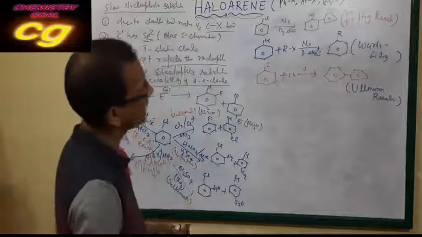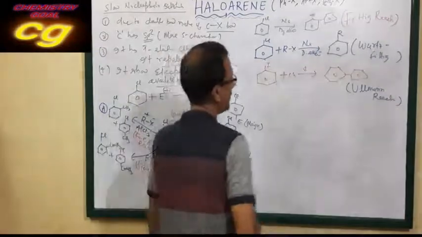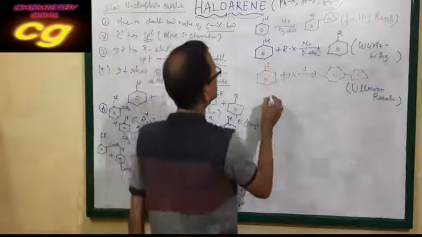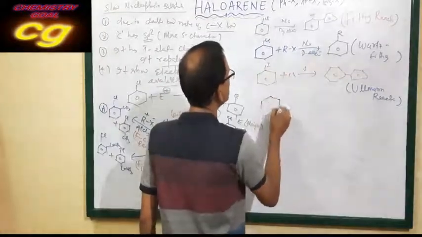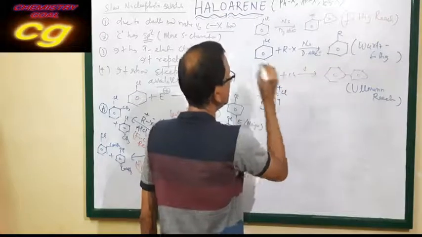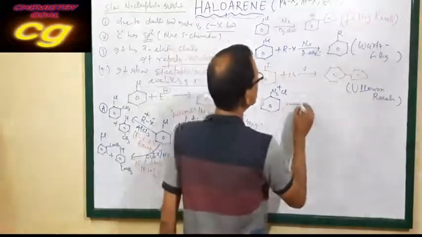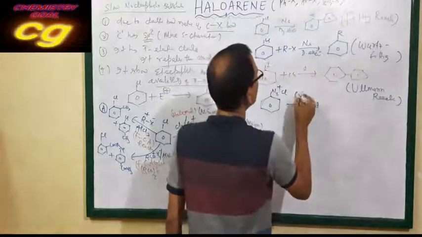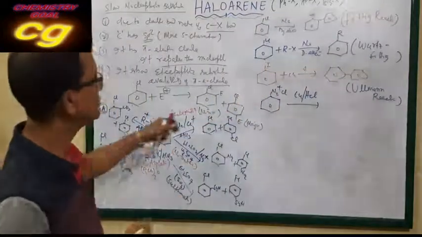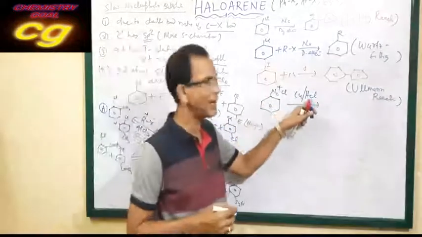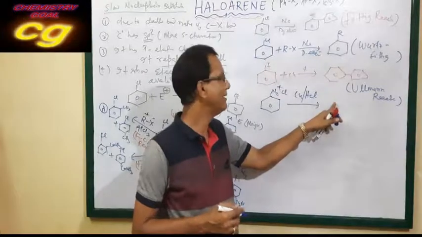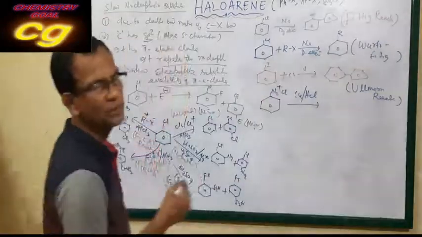You can prepare iodobenzene from diazonium salt, that you add this one. This reaction also you can add. You have not written here. When diazonium salt reacts with cuprous halides, the product is chlorobenzene, haloarene. That is called your Sandmeyer reaction.